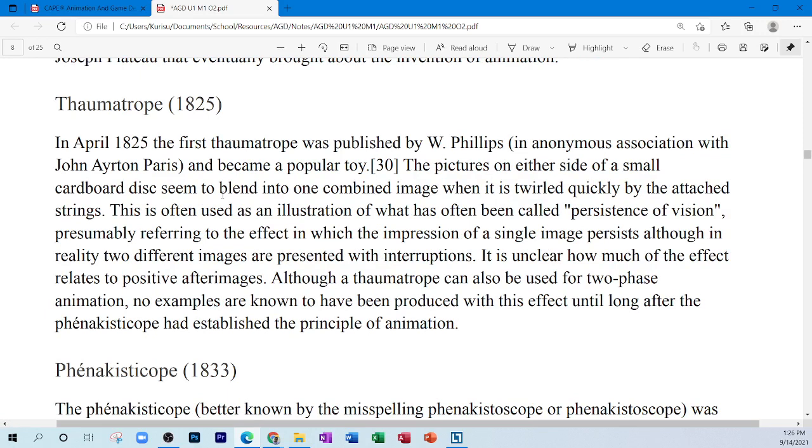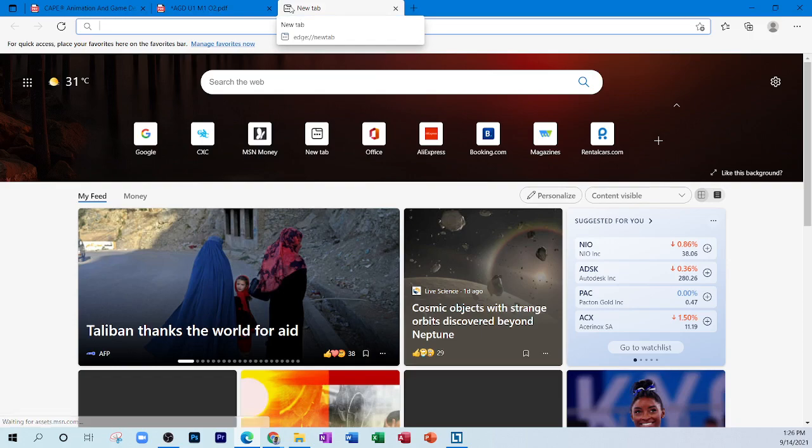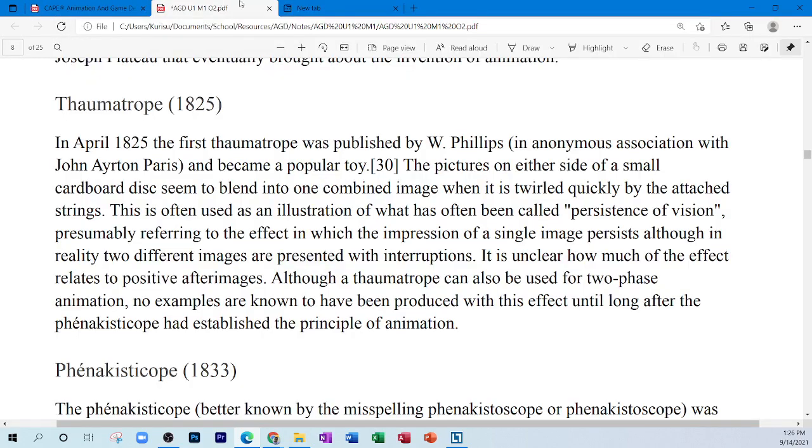In April 1825, the first thaumatrope was published by W. Phillips in anonymous association with John Ayrton Paris and became a popular toy. The pictures on either side of a small cardboard disc seem to blend into one combined image when it is twirled quickly by attached strings. This is often used as an illusion of what. Excuse me, Zane. I think it'd be better if we have an idea of what we're talking about first, and then we describe it.